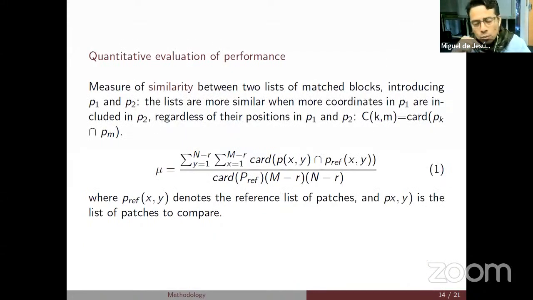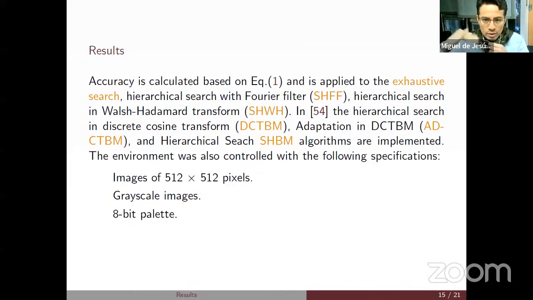And the last, we need to see all the improvements, and we use this quantitative evaluation for the performance of all the algorithms, where we measure the cardinality between two finding blocks, where we have two lists. The first list contains all the original coordinates, and the second list contains the coordinates of the patches that were found by the algorithms. And we divide this by the exhaustive full search. This is scaled from 0 to 1, where 1 is the best performance and 0 is the worst performance. For the results, we implement all these algorithms in a controlled environment using this specification.